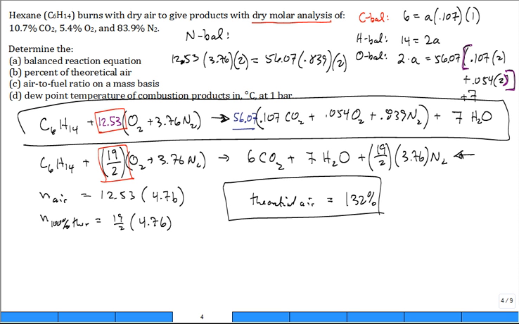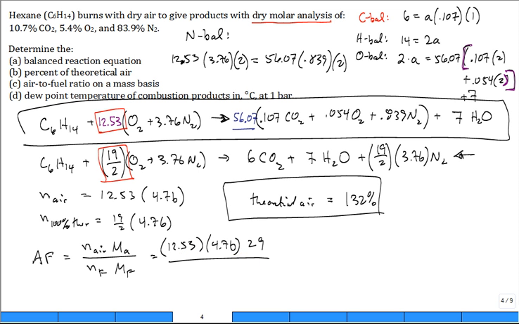Part C asks, what is the air to fuel ratio on a mass basis? So air to fuel, that's the mass of air. So we do the number of moles of air times the molar mass of air divided by the mass of fuel, the number of moles of fuel times the molar mass of the fuel. So the number of moles of air, 12.53 times 4.76, true, times 28.97 kilograms per kilomole for air, the molar mass.